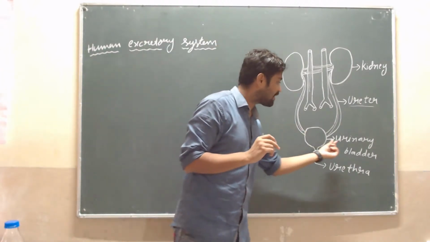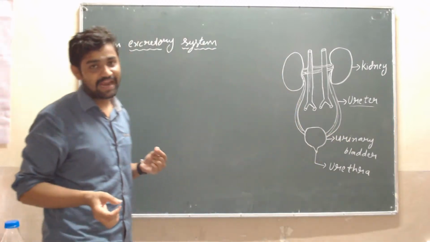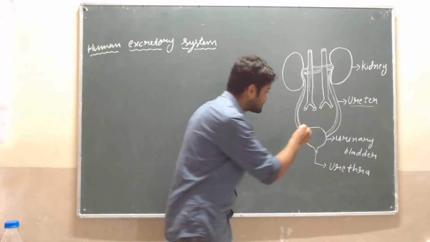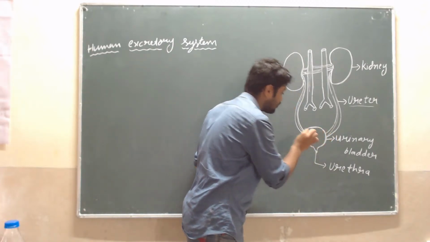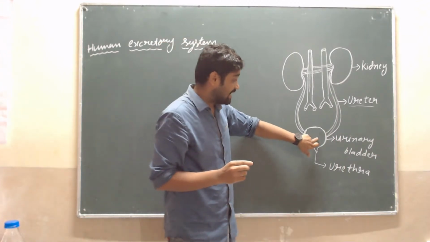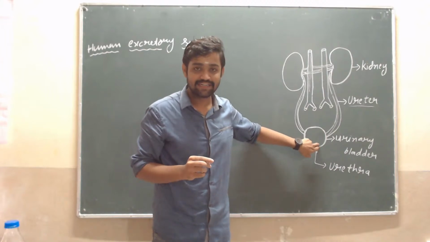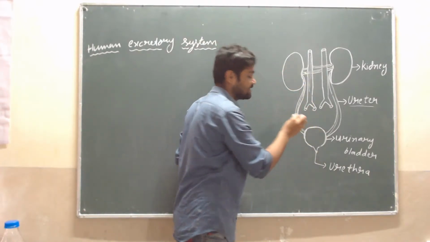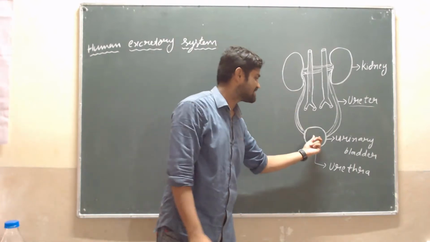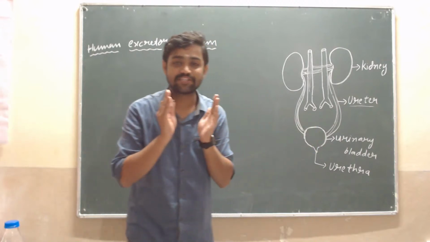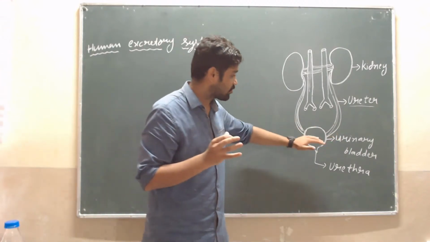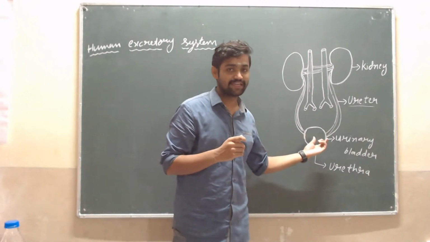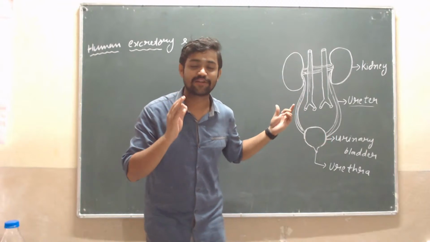Then the third organ we have is the urinary bladder. See here, this area you are seeing is called the urinary bladder. This is the storage of urine which passes from the kidney. The urinary bladder is a muscular organ. The main function of the urinary bladder is the storage of urine.